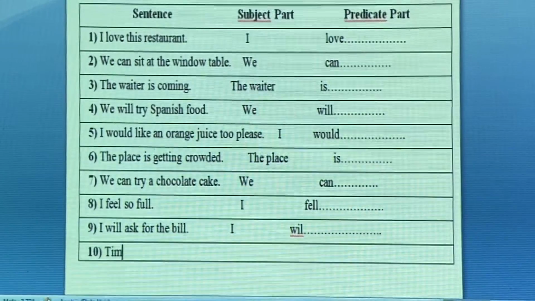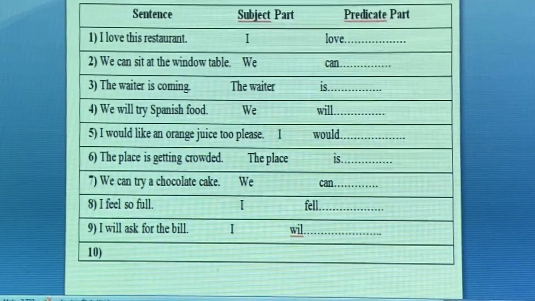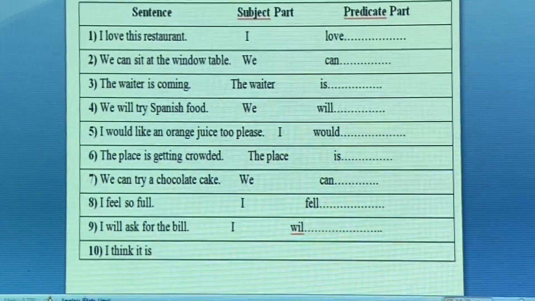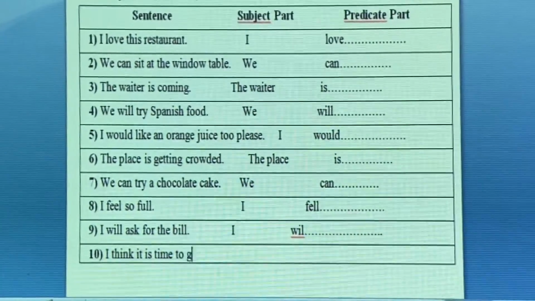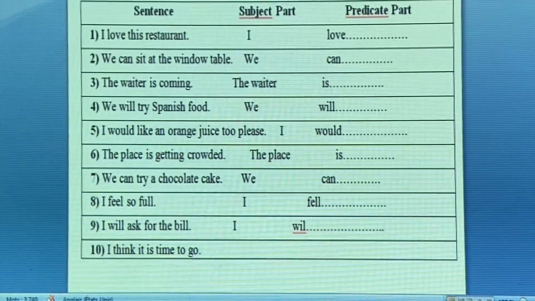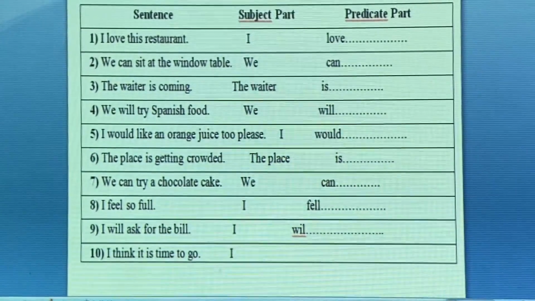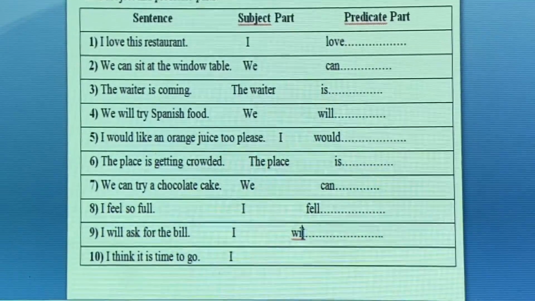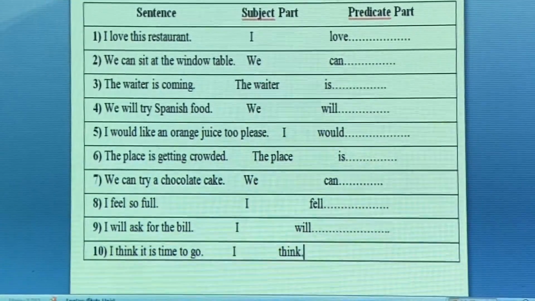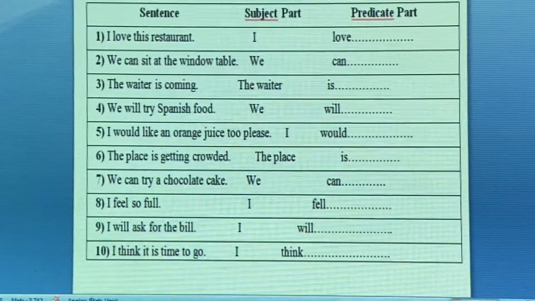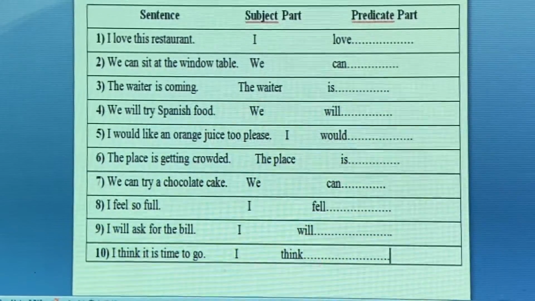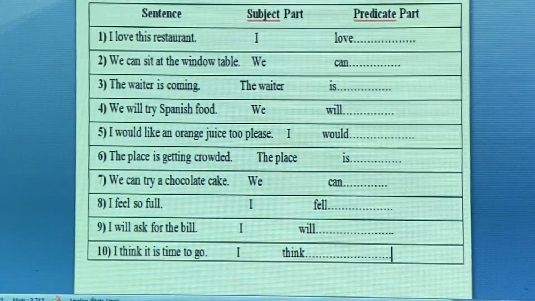Let's say, I think it is time to go. Okay, so after you pay, you stay there for a while, and then you say to your friend, I think it is time to go. So the subject is I, and then the predicate, think it is time to go. So this is how we do the exercise, okay? So you find sentences and then you show the subject part and then the predicate part.